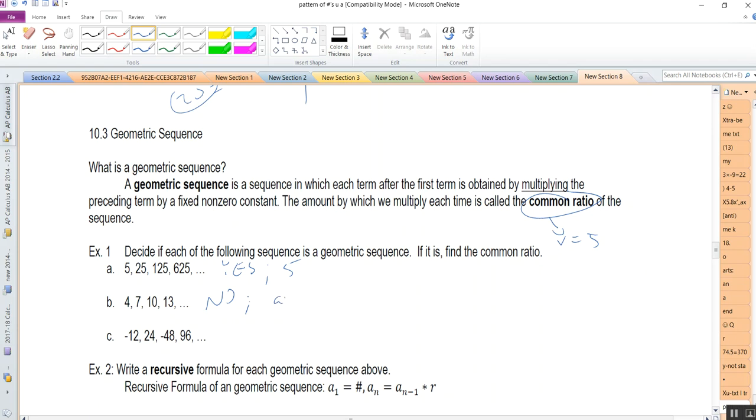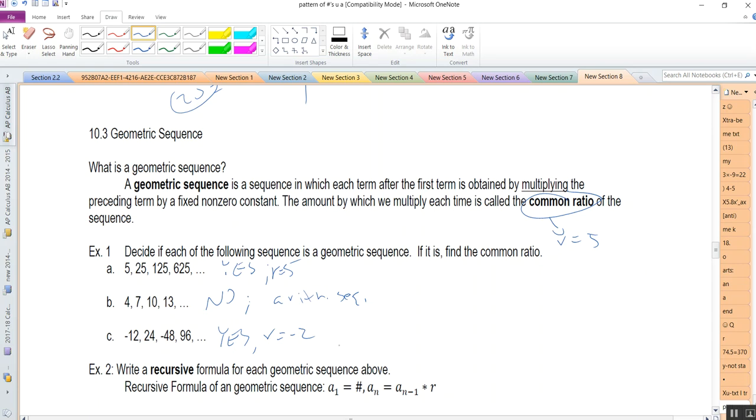In this case, it's an arithmetic sequence. You're adding by 3 over and over. It's not a geometric sequence. So a geometric sequence is you multiply by the same number over and over again to get each new term. Here I'd say yes again. And our common ratio is going to be -2.